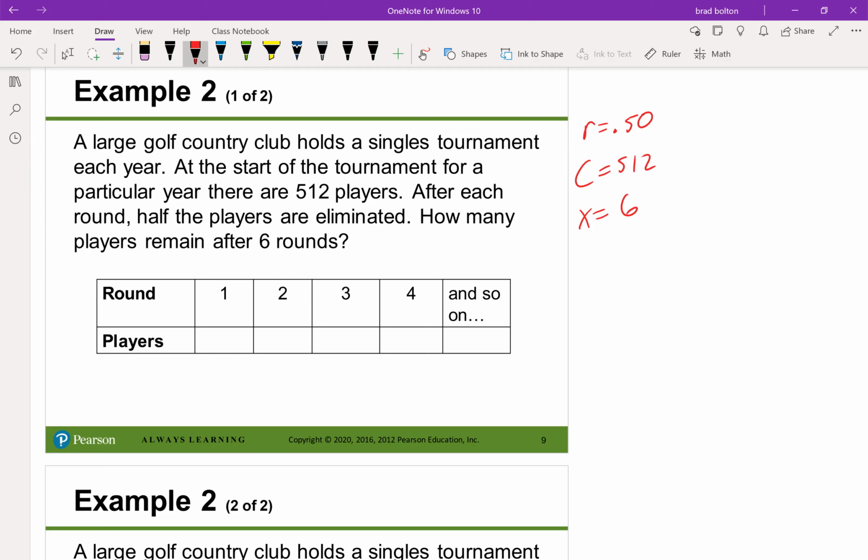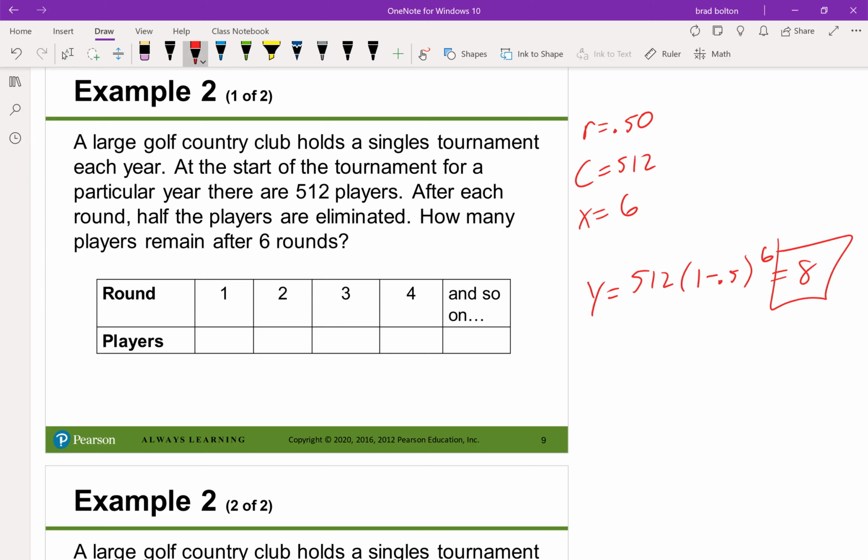So I can do this problem. Y equals 512 times 1 minus 0.5 to the 6th. Let's see what we get. And I get 8. So then I just go back over here and I say this equals 8. So the answer to this problem would be 8.